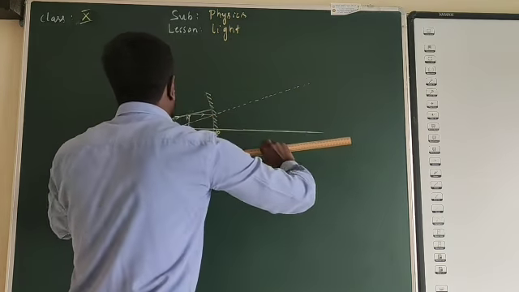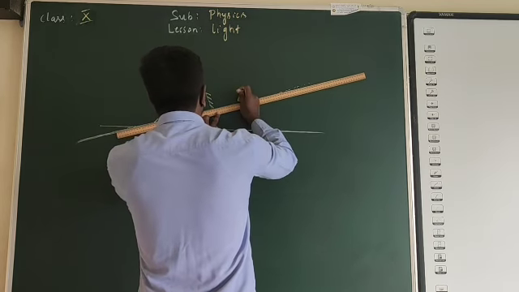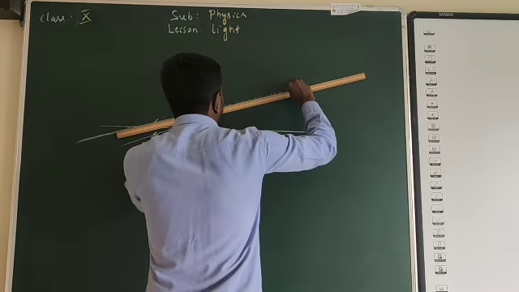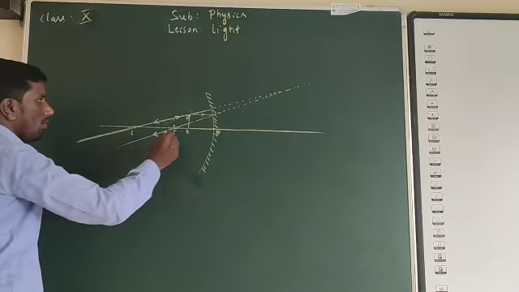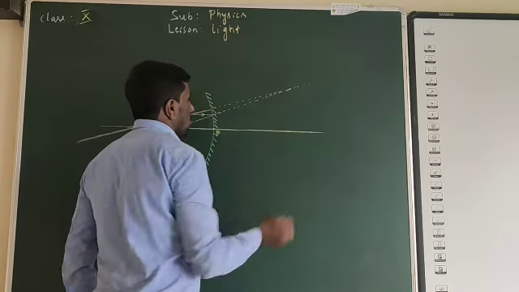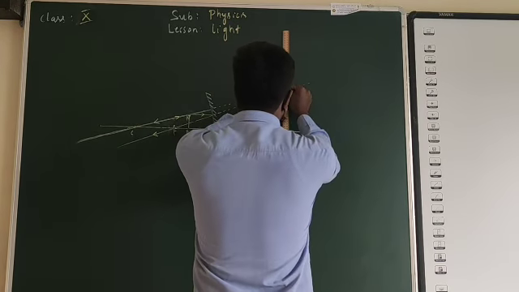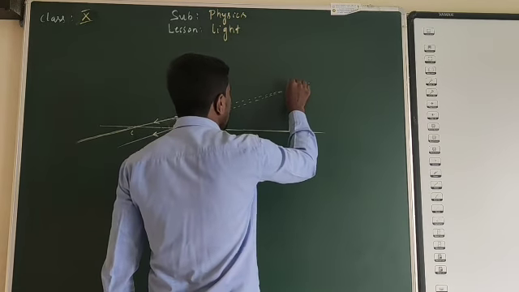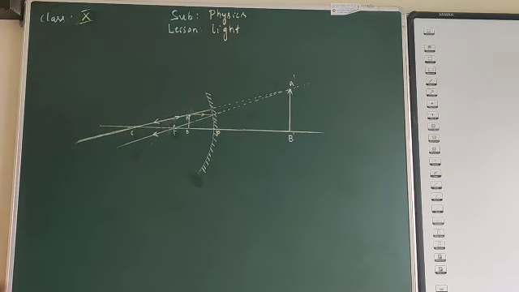Okay, this is the reflected ray. You can observe that since these two rays are not intersecting, if you pull backwards, they will meet here, right? So it will meet here, perpendicular to the principal axis, and that will give the image of the object.